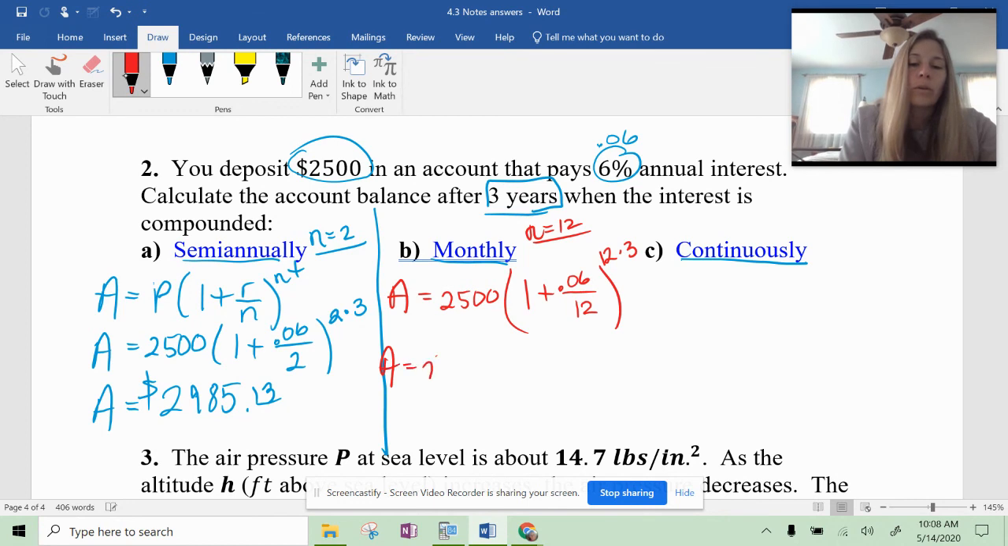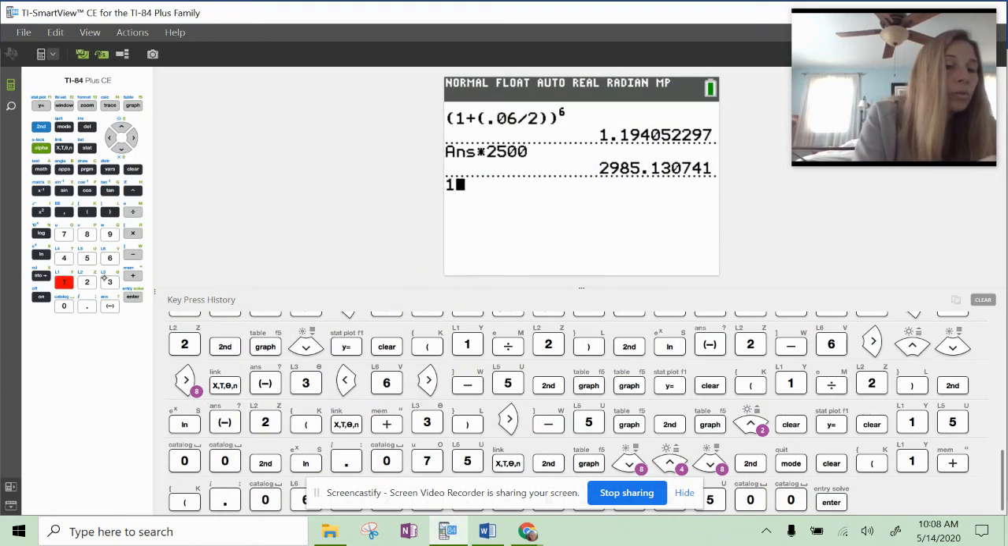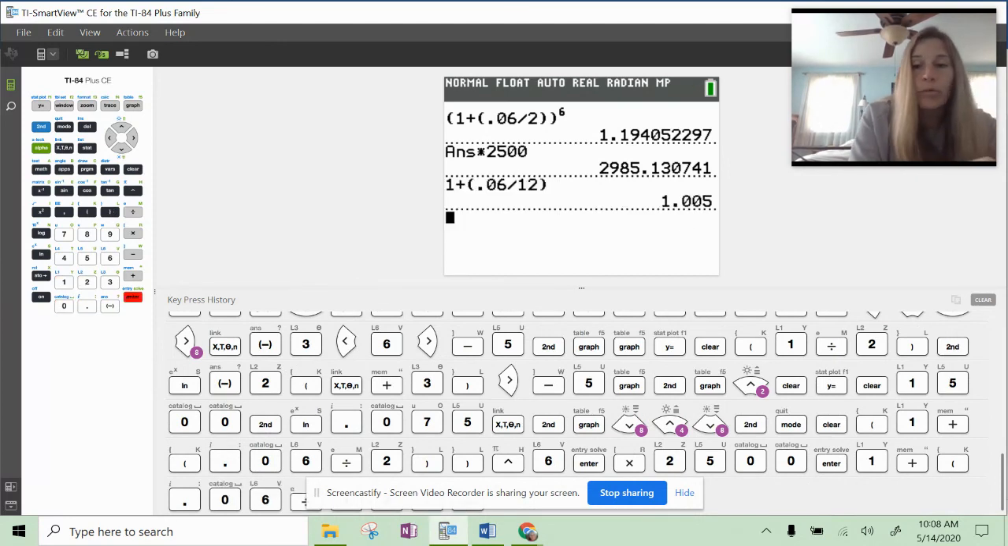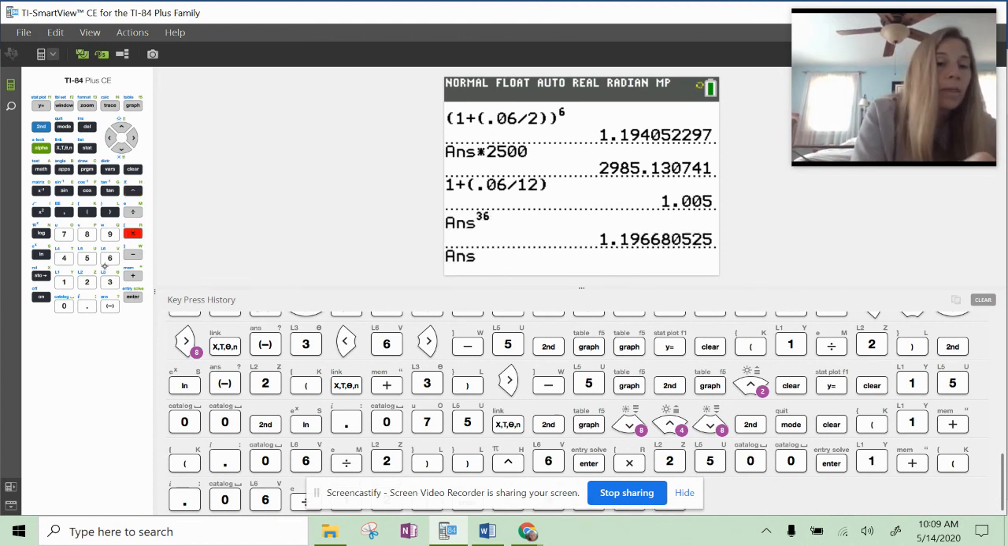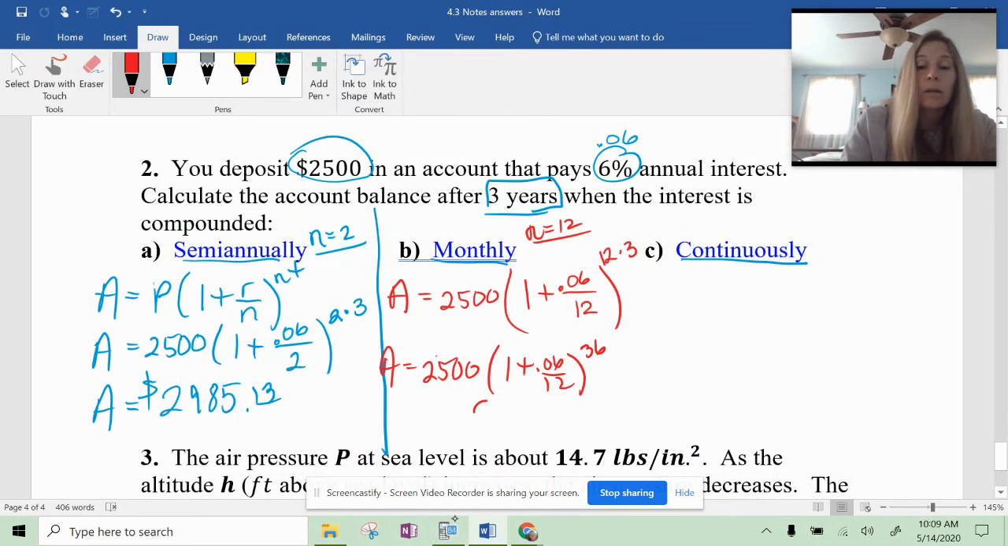So now on your calculator, you're going to do 2,500 times whatever you get in here, and you're going to raise that to 36. On my calculator, I'm going to do 1 plus parenthesis 0.06 divided by 12. That's my parentheses. Then I'm going to raise that to the 36. And then I'm going to multiply that to my initial investment of 2,500. And I get 2,991.70.